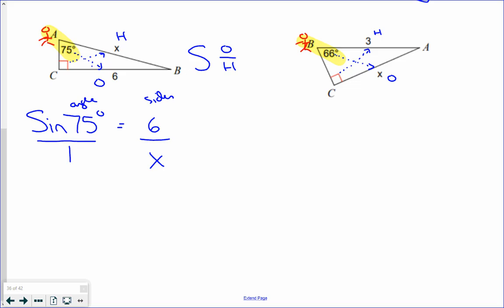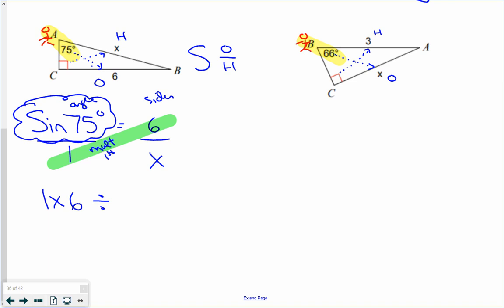Okay? So how do you know what to multiply? You multiply the one that doesn't have the x. So this diagonal has an x, this one does not. So that gets multiplied. Now, this is where some of you stumbled. You have to do the multiply first. So on the calculator, you are going to go 1 times 6. You have to do that first. Then you do the divide. So you always do the multiply first, the divide second.